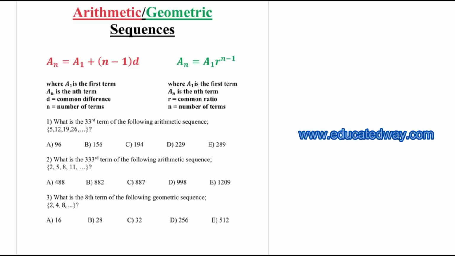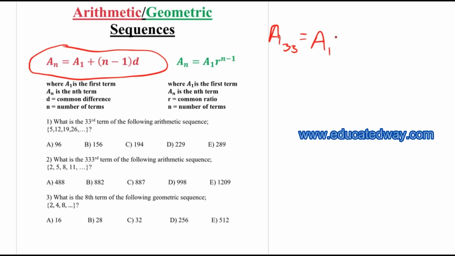Let's try number 1. What is the 33rd term of the following arithmetic sequence? So, number 1, we use the first formula here for the arithmetic sequence. This formula right there. So a sub n, we want the 33rd term. So that's n, that's a sub 33. And that equals the first term, which is a sub 1, plus n is the number of terms, minus 1 times d.